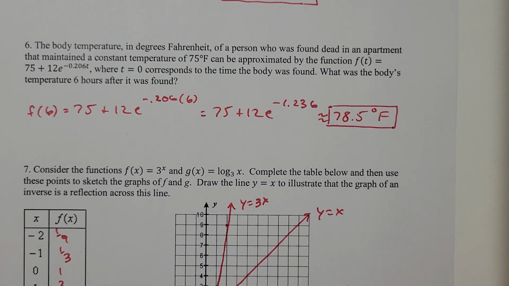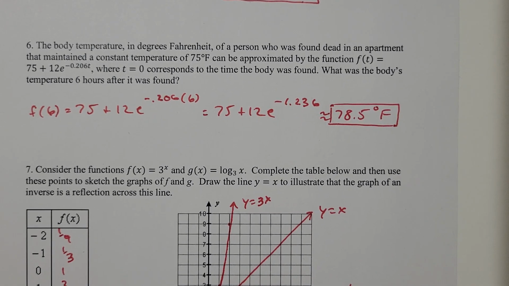Let's take a look at problem 6 next. So in problem 6, it says the body temperature in degrees Fahrenheit of a person who was found dead in an apartment that maintained a constant temperature of 75 degrees Fahrenheit can be approximated by the function f of t equals 75 plus 12 times e to the power negative 0.206 times t, where t equals 0 corresponds to the time that the body was found. What is the body's temperature 6 hours after it was found?